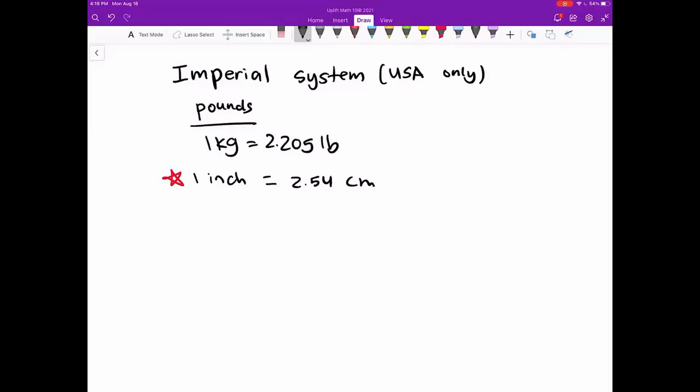Next we have 12 inches, which is equal to 1 foot, or feet, I don't know what it's called, but it's FT. And then we have 3 feet, which is equal to 1 yard, which is a very interesting way of measuring stuff. And for the last one, which is a little more common, 1 mile is equal to 1.609 kilometers.